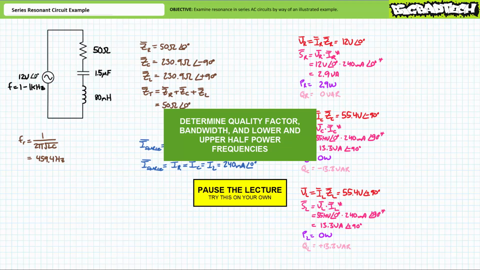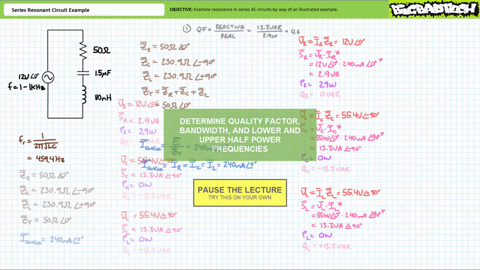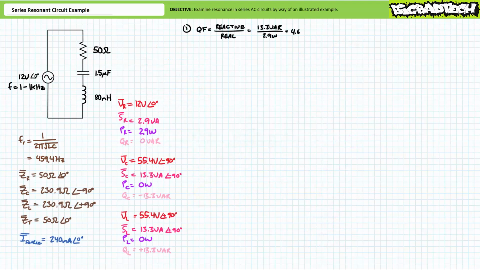By all means, pause the lecture and determine these properties on your own. If you're tracking, you should have obtained the following results. There's a couple ways to calculate quality factor. On a basic fundamental level, quality factor compares the reactive power exchange between the reactive elements with that amount of real power dissipated by the circuit.